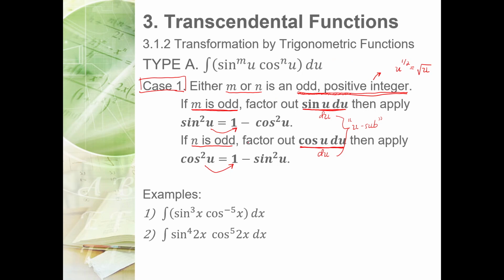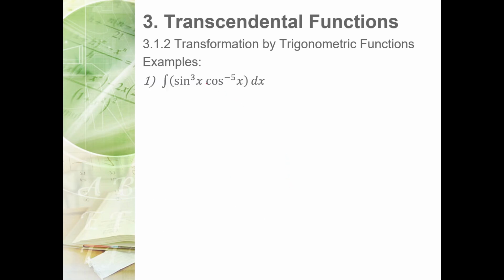I think I have clearly discussed this, so you can review it later in the recording. Let's go to the examples. The first example is the integral of sine cubed x times cosine to the negative 5x dx. Again, the summary of case number 1 for type A: m or n should be odd and a positive integer.